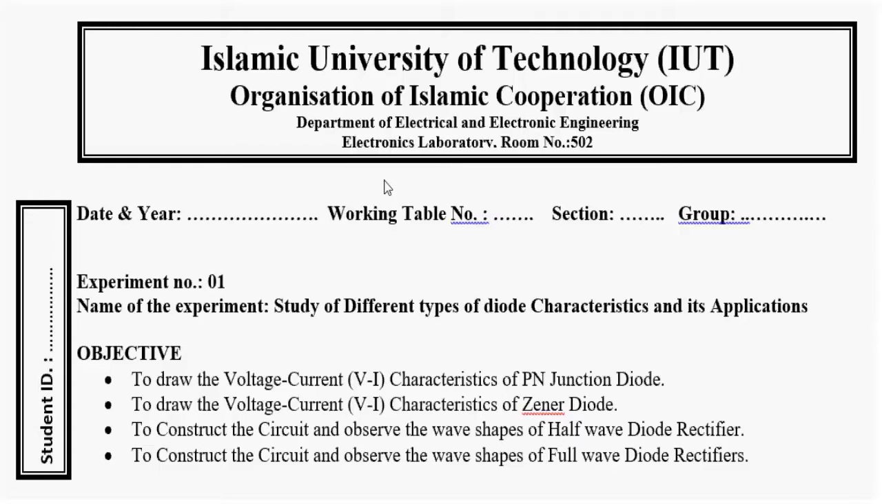Study of different types of diode characteristics and its application. Objective: to draw voltage current VI characteristics of PN junction diode. To draw the voltage current VI characteristics of Zener diode.